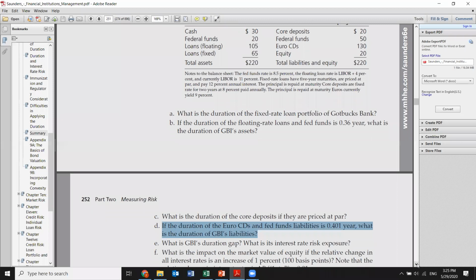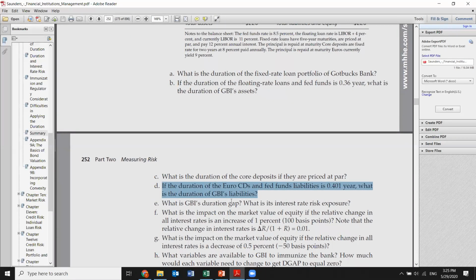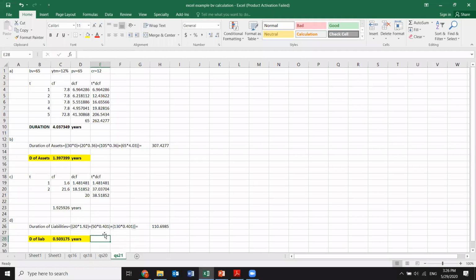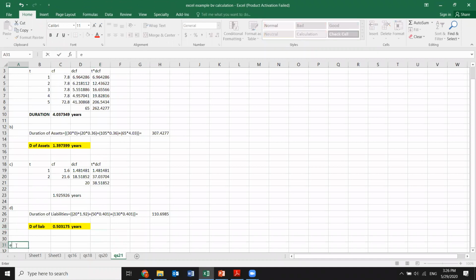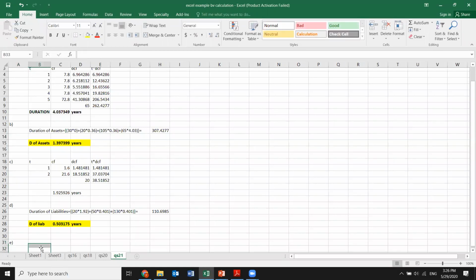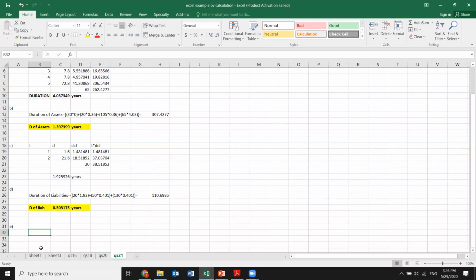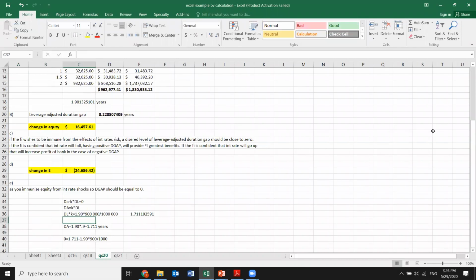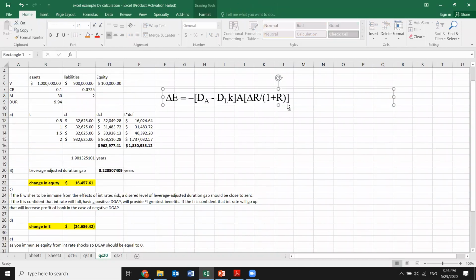Now let's move further. What is the GBI's duration gap, and what is the interest rate risk exposure? So we need to clarify what will happen if there are interest rate shocks with a certain duration gap. As you can see here, parts A, B, C, D, E, the duration gap is just duration of assets minus duration of liabilities. So it should give you, here actually, guys, you're asked not just this. You should keep in mind the change in net worth has three components in this formula. Okay, you should always keep that in mind. Let me copy this formula to this side.